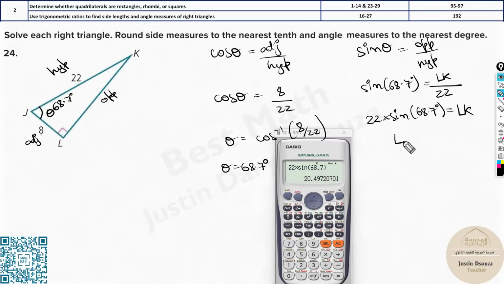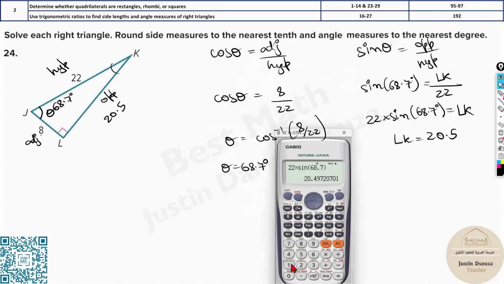The answer is LK is equal to 20.5 units. Now we have not done all. We already have this adjacent and hypotenuse, so we found the opposite, that is 20.5. Now one angle is remaining. How do you find the angle?